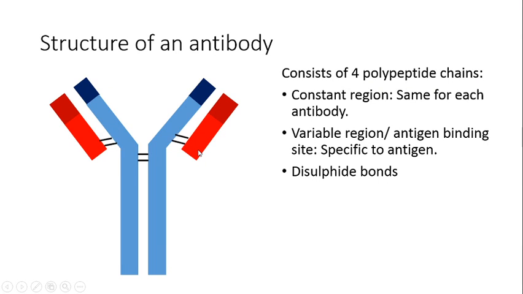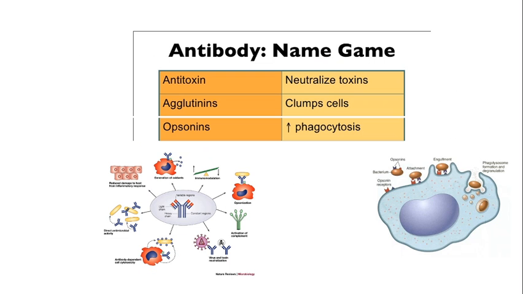So we're going to think now about how these antibodies work. So we've got a few different types. So we've got antitoxins. In a nutshell, those antitoxins will neutralise the toxins that are produced by particular pathogens.